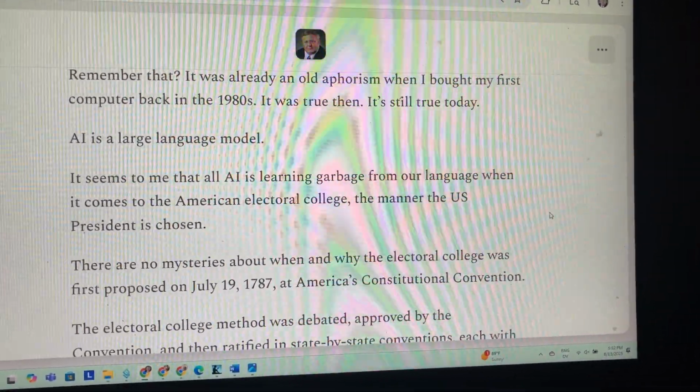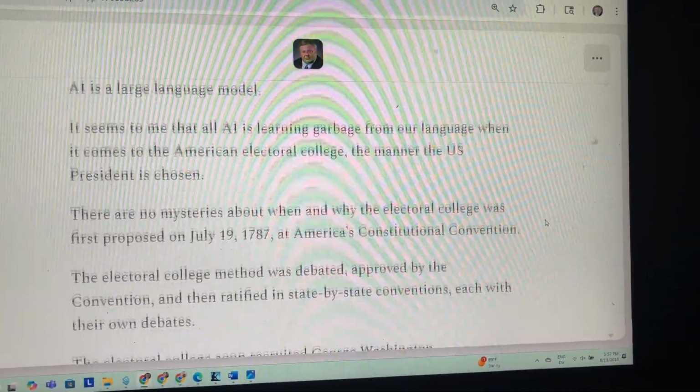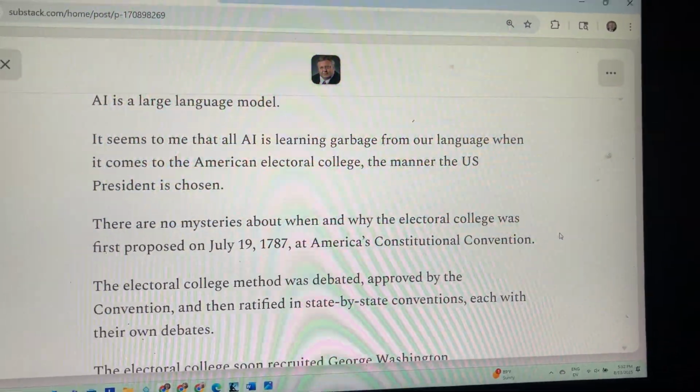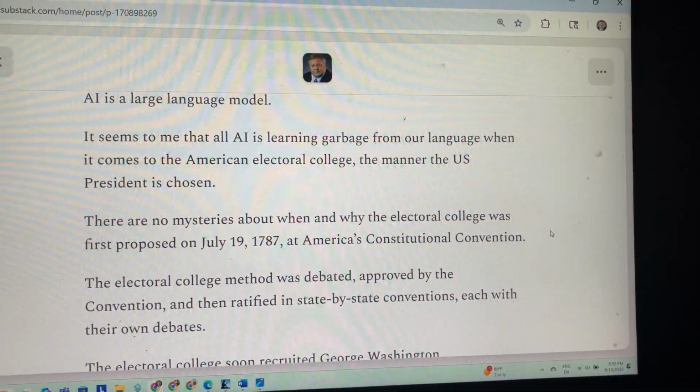So it's not AI's fault, though. I think it's just that it's reading false information. So it kind of shows the problem with the system.